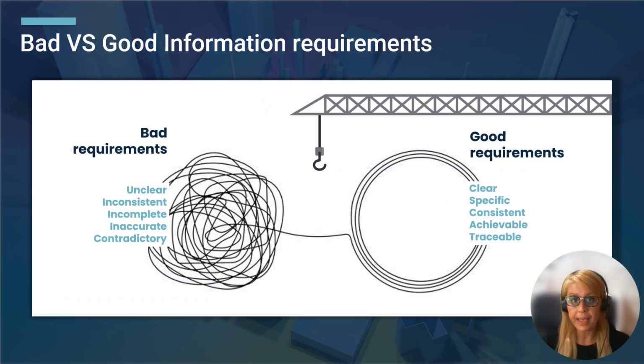Finally, let's see what makes an information requirement good or bad. Bad requirements are unclear, inconsistent, incomplete, inaccurate, and contradictory. On the other hand, good requirements are clear, specific, consistent, achievable, and traceable. I encourage each of you to consider how these principles can be applied in your own work environments and how they affect your client relationships. The path to successful project outcomes is paved with precise requirements and clear expectations.